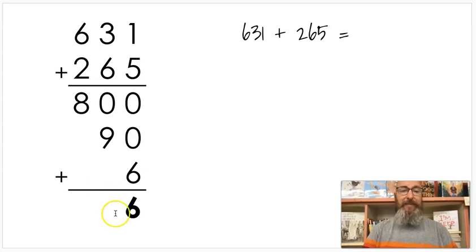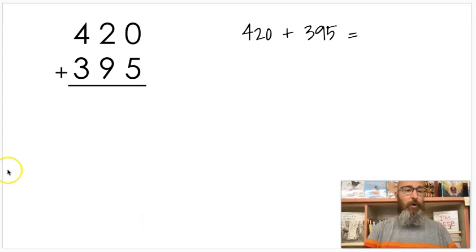Now I'm going to add those up together. 0 plus 0 plus 6 is 6. What does 0 plus 9 make? 9. And what is 8 plus nothing? 8. So what's our answer? 896. That is correct. Let's do one more. This will be our last one.